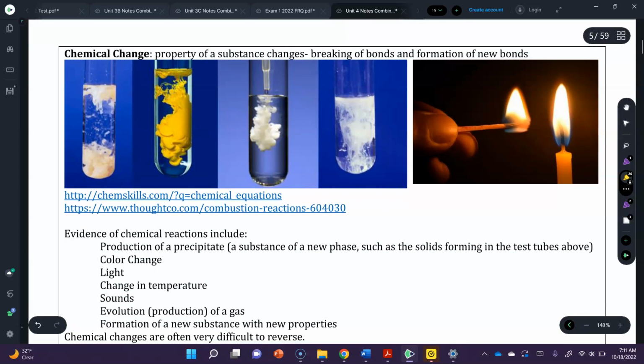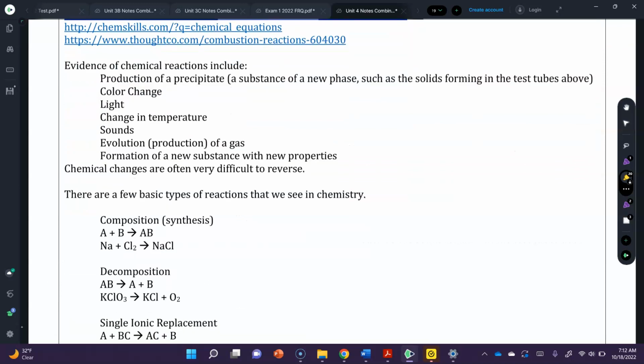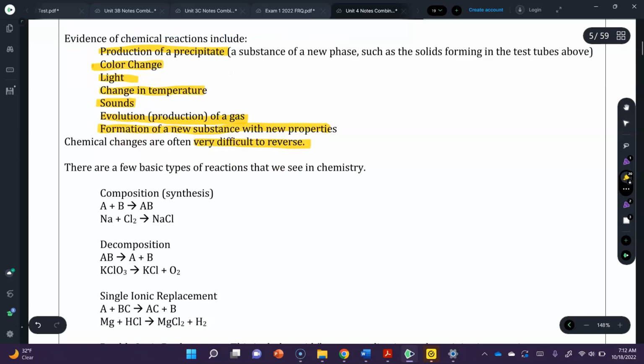When we look at chemical changes, the property of a substance changes. We have breaking of bonds and the formation of new bonds. So something new, chemically new, is made. We have some evidence of that, including production of a precipitate, color change, light, change in temperature, sound being made, so like an explosion, evolution and production of a gas, and formation of a new substance with new properties. Okay, these are usually very difficult to reverse.